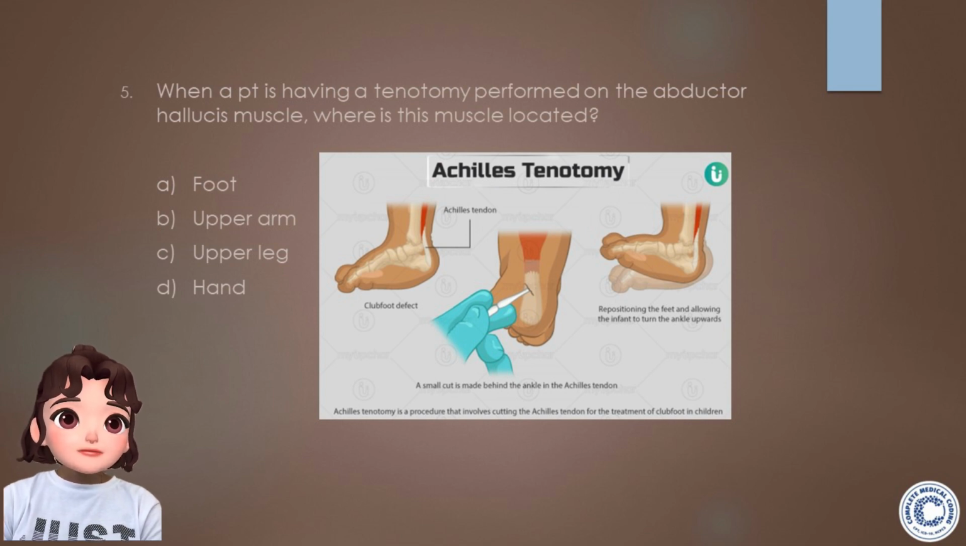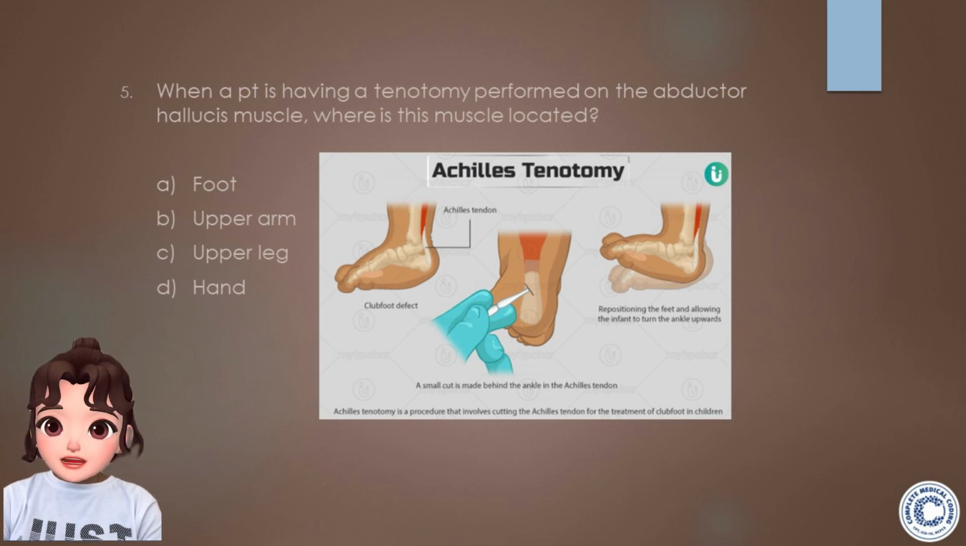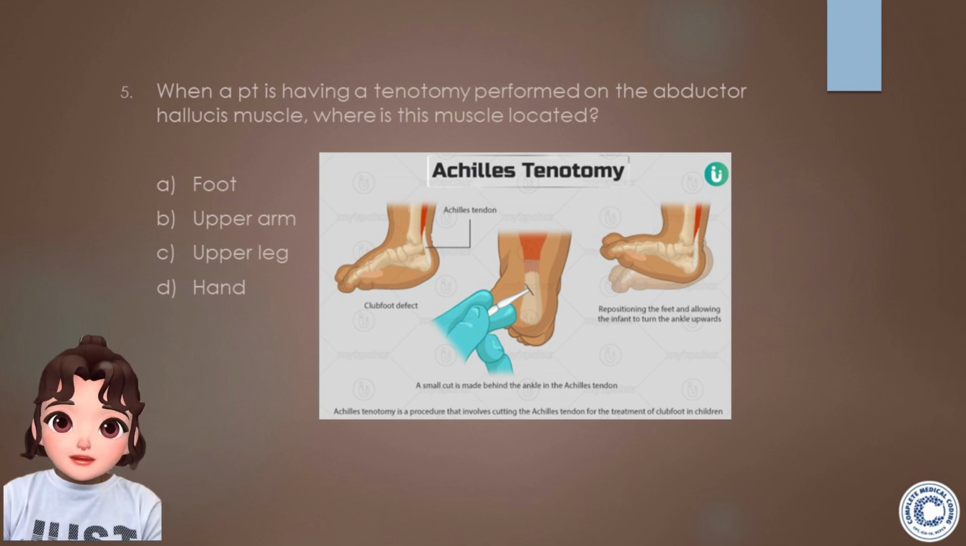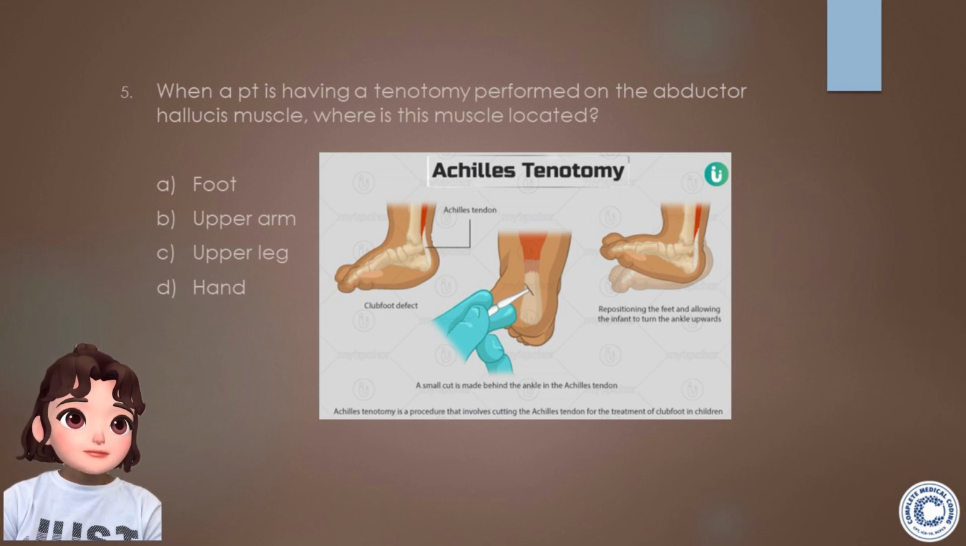A small cut is made behind the ankle in the Achilles tendon, repositioning the feet and allowing the infant to turn the ankle upwards. This is an example of club foot, which usually occurs in children. Achilles tenotomy is a procedure that involves cutting the Achilles tendon for the treatment of club foot in children. Okay, so here this is performed in the foot. So the answer will be option A, foot.